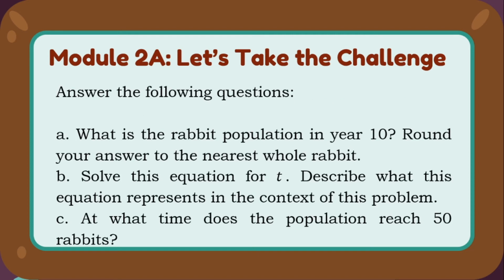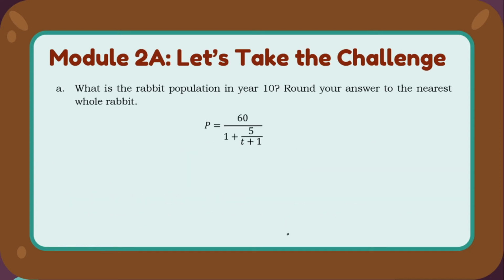So, for this problem, we will answer the following questions. Question number A. What is the rabbit population in year 10? Round your answer to the nearest whole rabbit. So, here, we will just substitute the value of T, which is T equals 10. So, for this equation, it becomes 60 over 1 plus 5 over, when we substitute 10, it becomes 11. Very good, because 10 plus 1 equals 11.